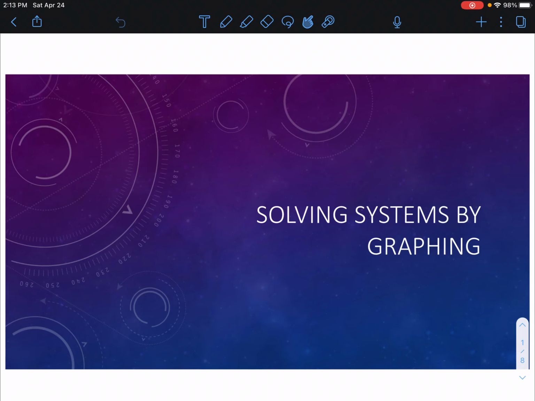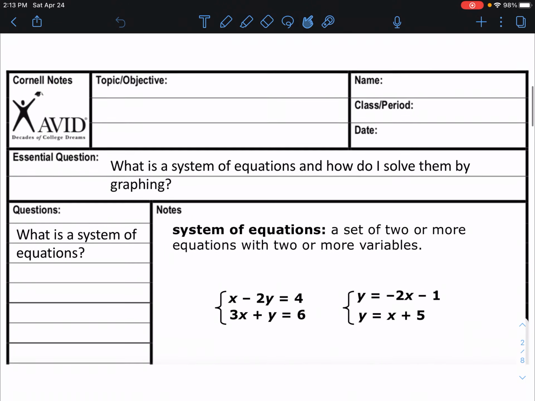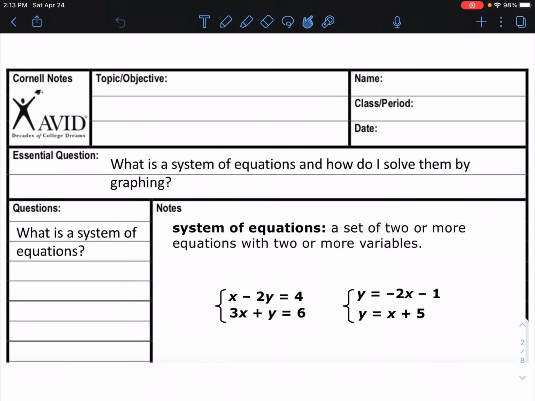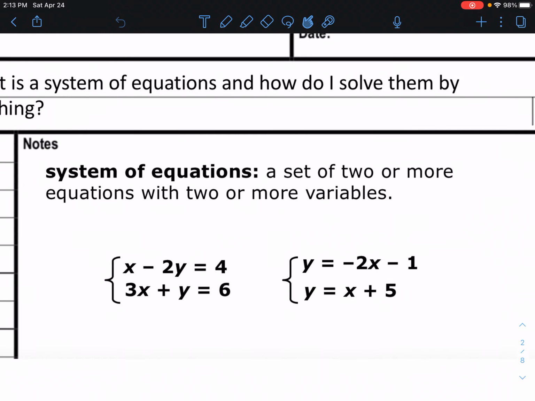All right, so we are going to start a new unit, and this is called solving systems. And the first way we're going to solve a system is by graphing. So first of all, what is a system of equations, and then how can we go about solving them by graphing? So a system of equations is pretty simple.